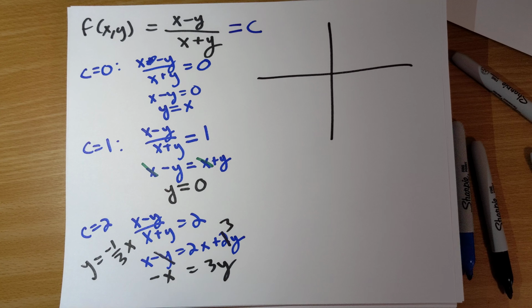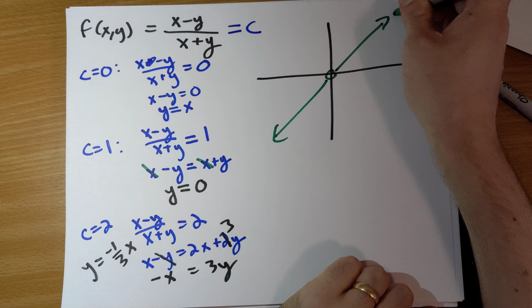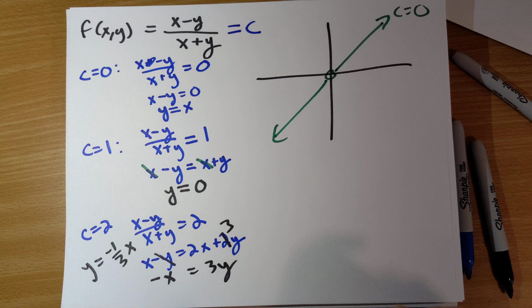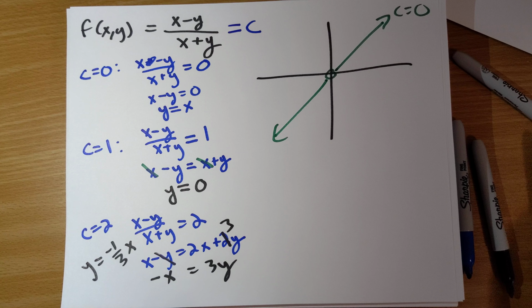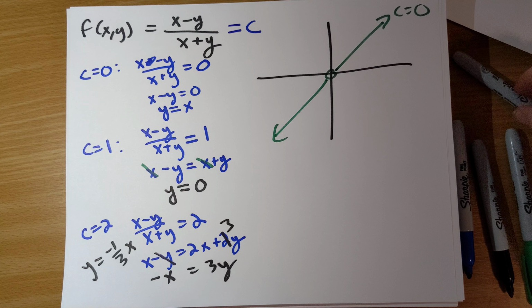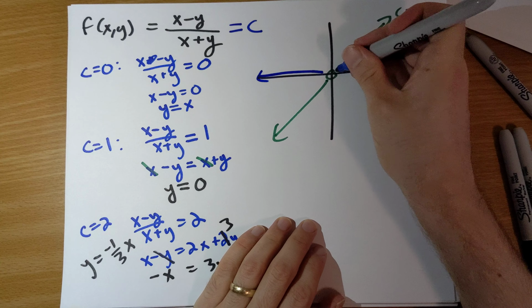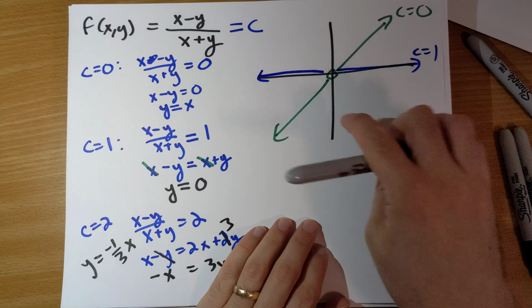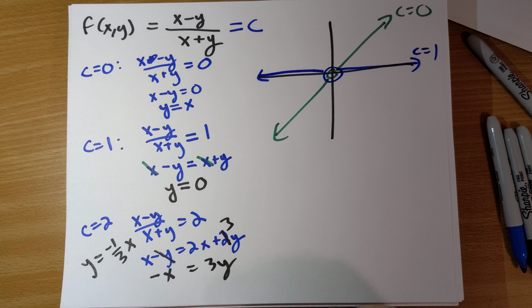Okay, so let's sketch these lines on a single set of axes here. c is equal to 0. That's the line y is equal to x, but we leave a little hole there. It's not defined at 0, 0. c is equal to 1 is just the line y is equal to 0. So it looks like that. But again, we leave a hole there. It's not defined at the origin.